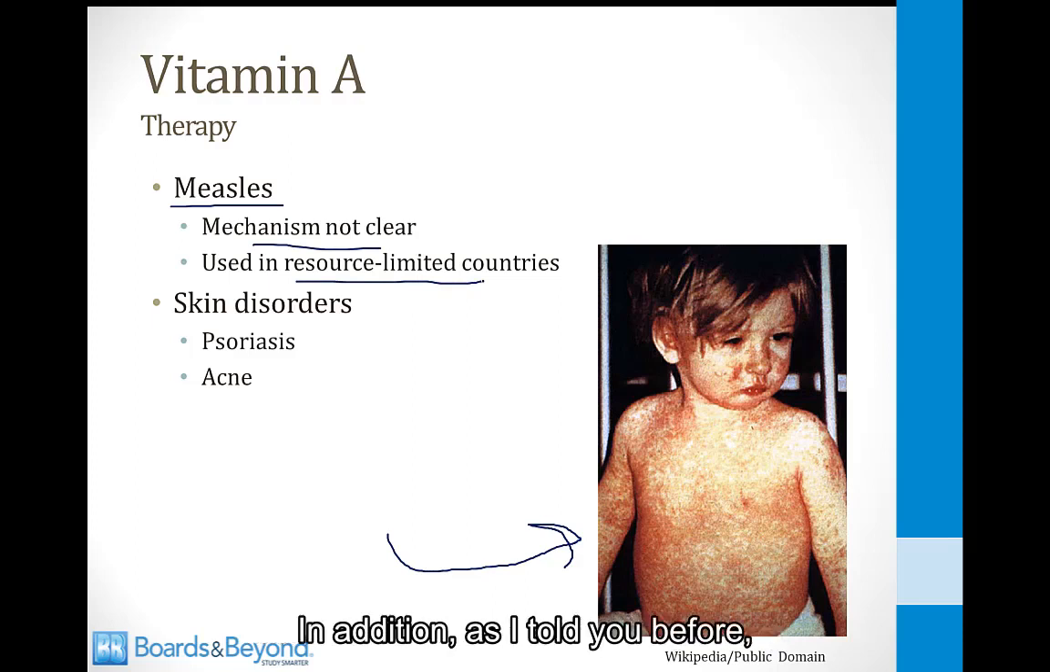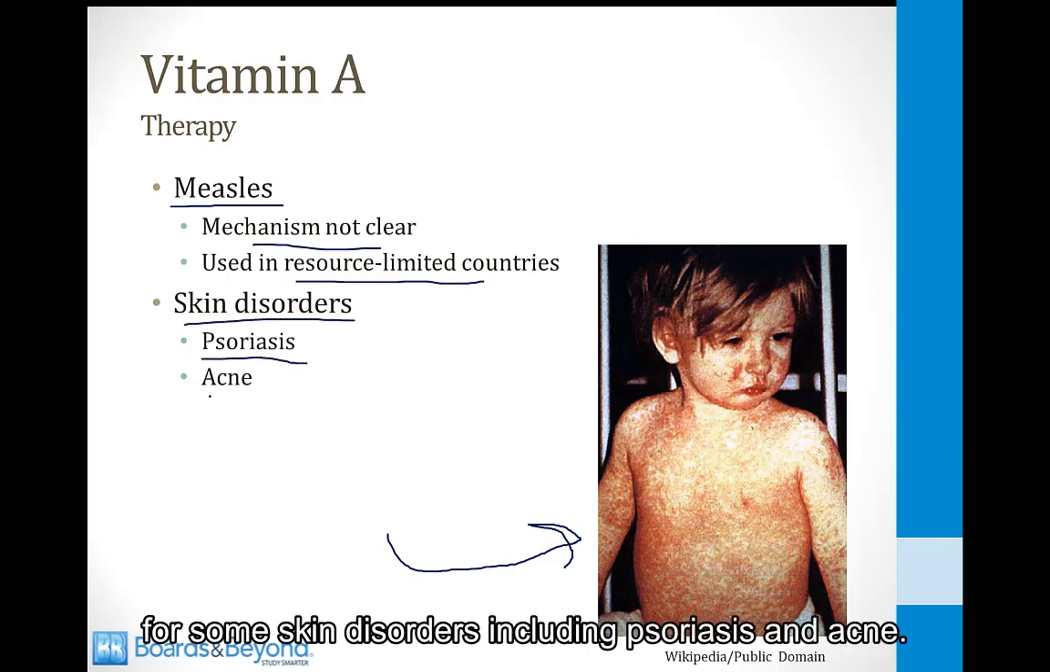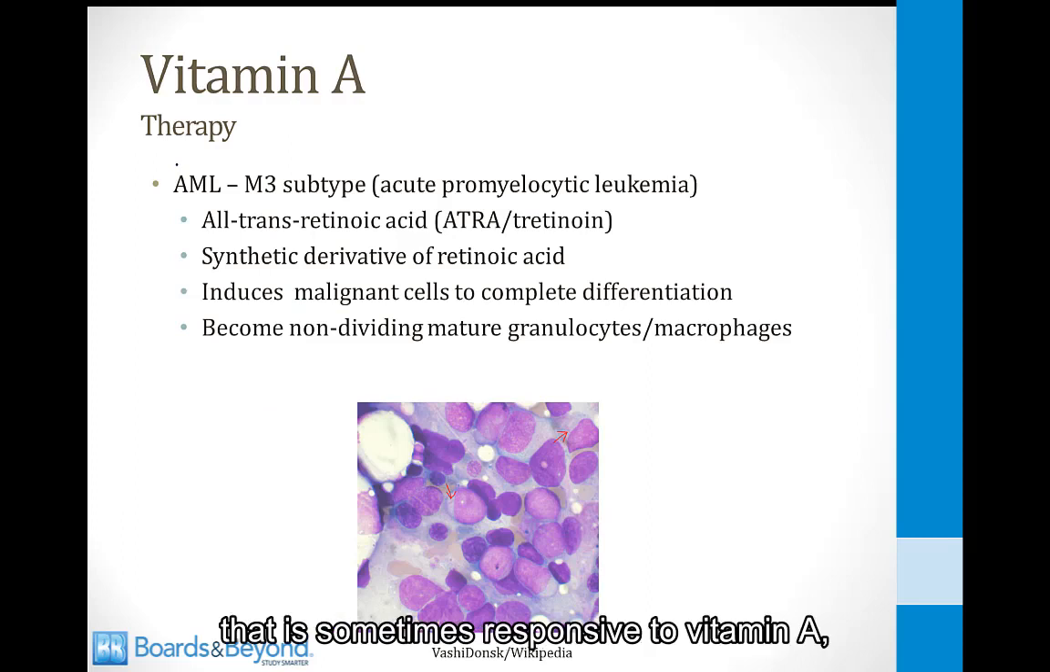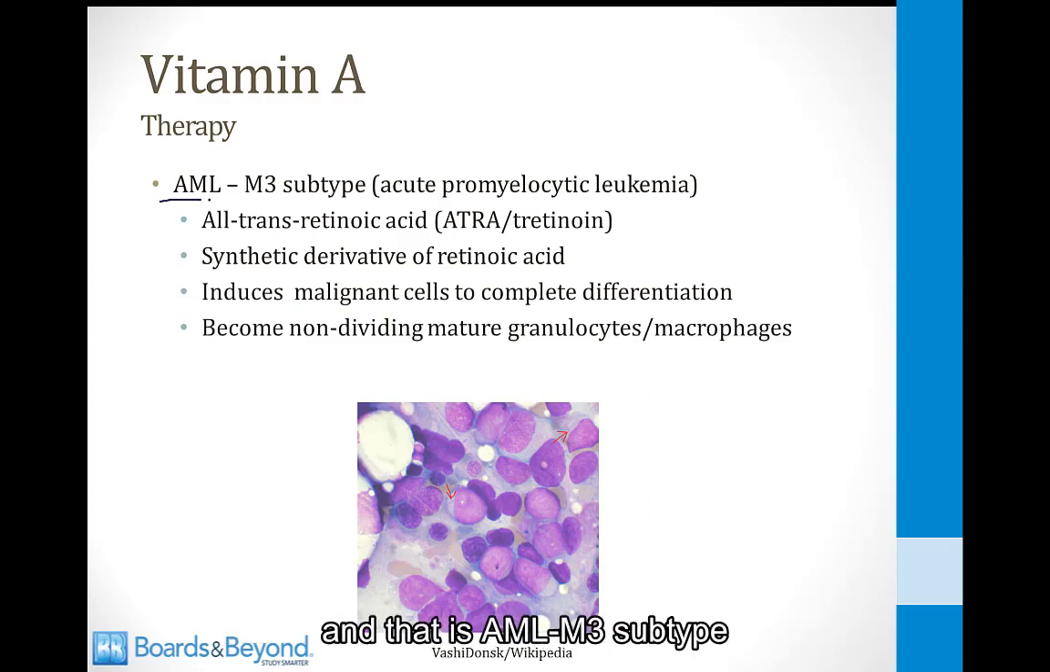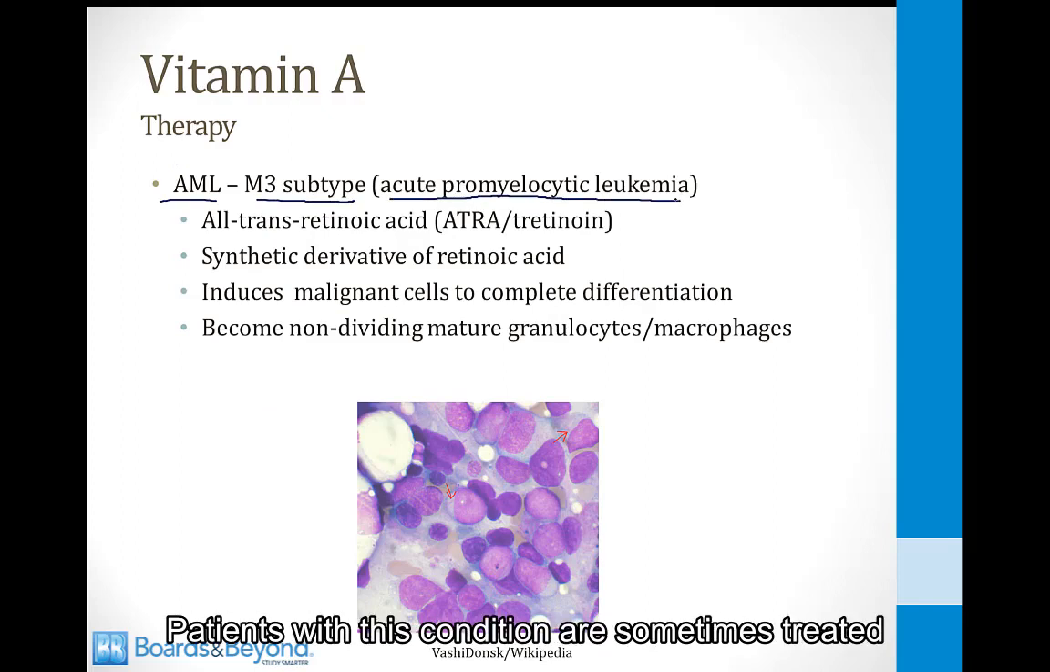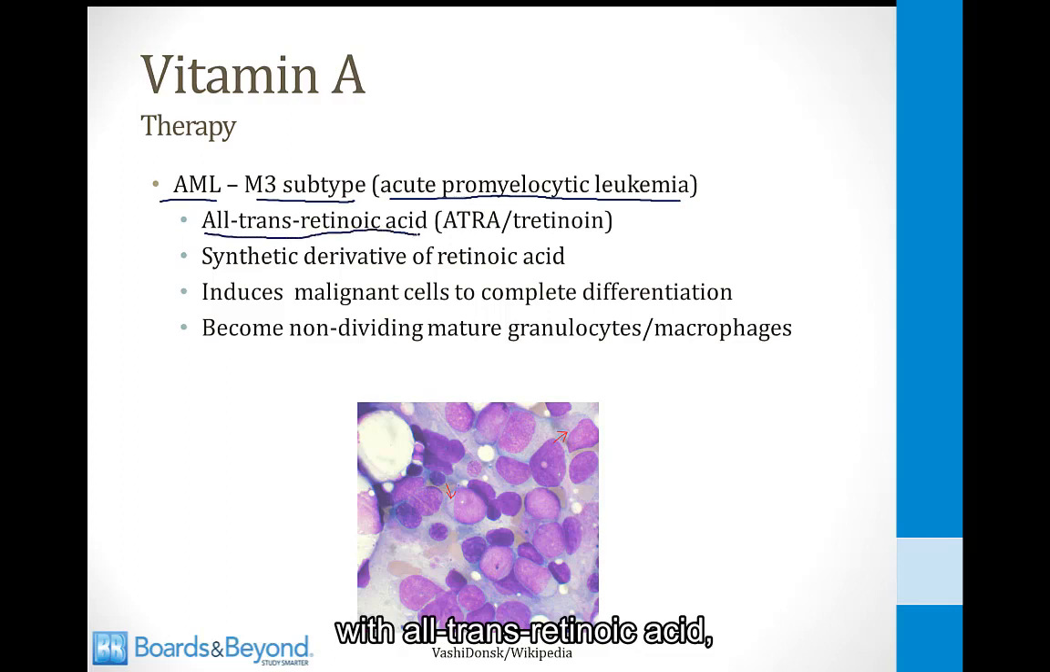In addition, as I told you before, vitamin A is used as a treatment for some skin disorders, including psoriasis and acne. There's one type of leukemia that is sometimes responsive to vitamin A, and that is AML, the M3 subtype, which is also called acute promyelocytic leukemia. Patients with this condition are sometimes treated with all-trans retinoic acid. It's also called ATRA or tretinoin.